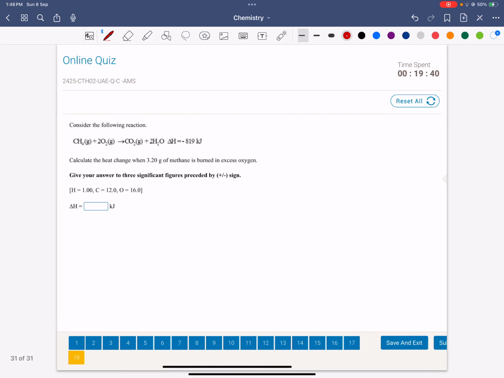And finally, last question. Calculate the heat change when 3.2 grams of methane is burned in excess oxygen. Give your answer to 3 significant figures. Here it's exothermic, of course, because we're burning something. So what we have here is methane. We have 1 mole of methane releases minus 819 kilojoules. We want to know 3.2 grams.